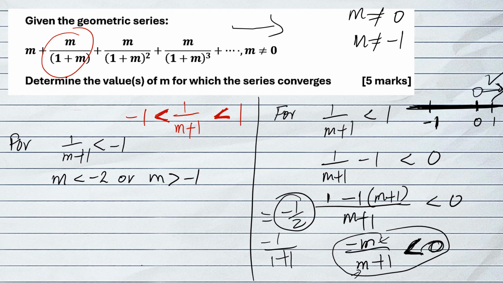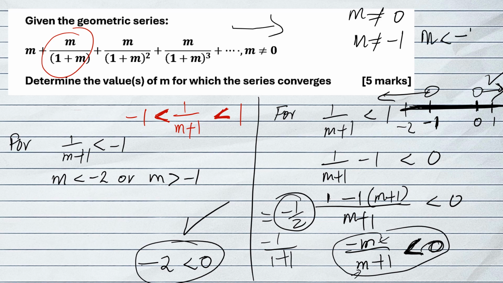Okay, let's check on the left hand side of -1. There's -2 there, so we can check with -2. So it's minus into -2, all divided by negative 2 plus 1. I'm getting negative 2. So negative 2 less than 0, is that correct? Yes, it's correct. So from negative 1 going there like that. So for this equation, we are getting the answer when m is less than negative 1 or when m is greater than 0. Okay.